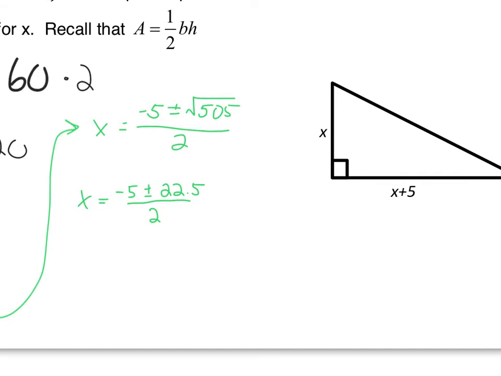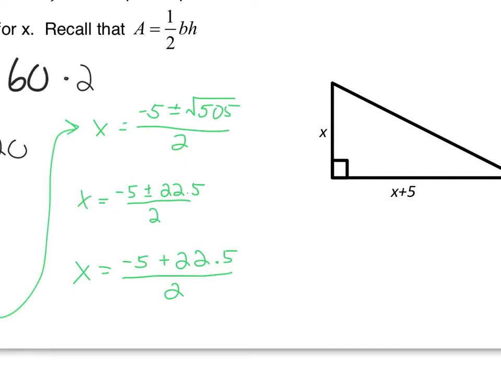But this is going to, of course, provide me with 2 solutions. One of them is going to be a nice positive solution. The other one's going to be a negative solution. And I'm going to do some thinking here. The negative solution is not going to be sensible for me. So that means I'm only going to consider the solution where x is going to be positive. And that happens when I add 22.5 in that numerator. I'm not worried about the minus part here because I can't have a negative length for one of those sides.